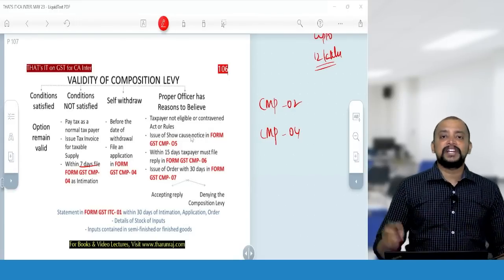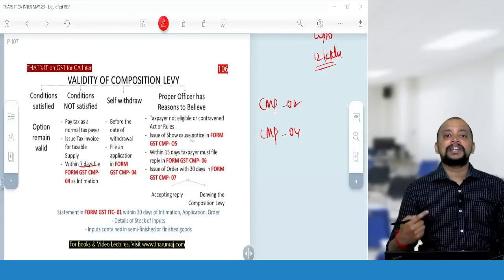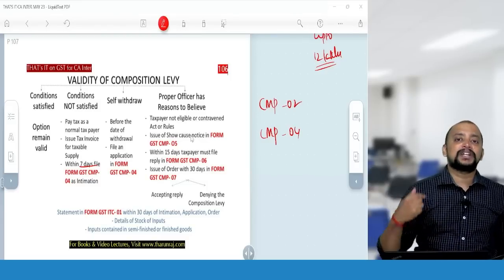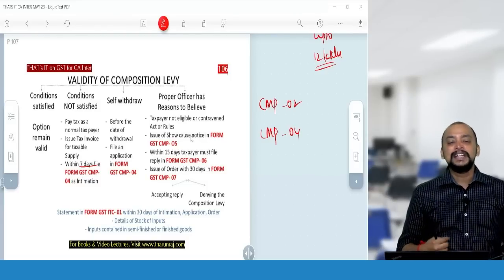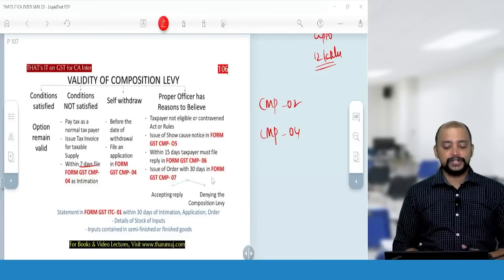the department comes to know, they will give a notice in CMP5 and you have to give a reply to that notice within 15 days, and thereafter within 30 days from the date when they receive the reply to that notice, they will pass an order either allowing you to continue in the composition scheme or denying the composition scheme.